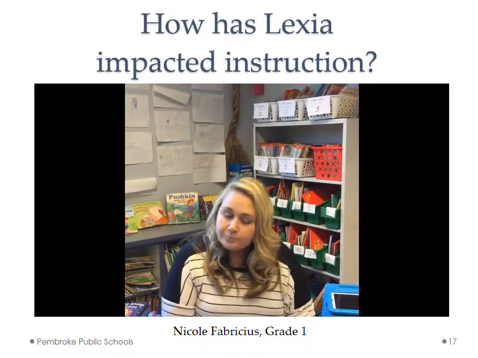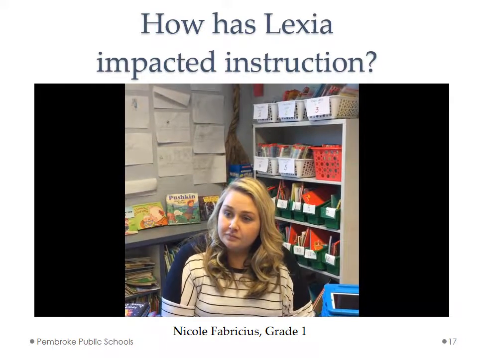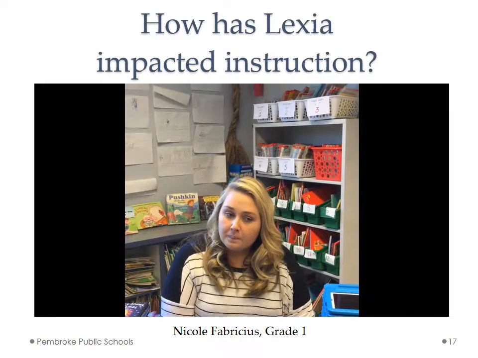And is there any one area that you've noticed in looking at that data where students are struggling or where students are doing really well?